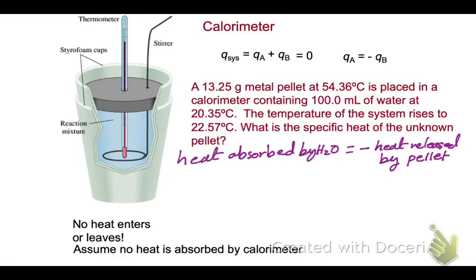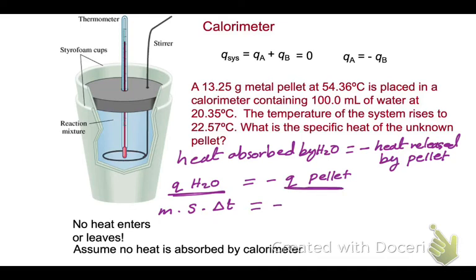Now, how do I say that? It means that Q for water equals negative Q for the pellet. Now, what does Q for water equal? Mass of water times specific heat of water times delta T for water equals negative... What is Q for the pellet? It will be mass of the pellet times specific heat of the pellet times the change in temperature of the pellet. Let's see what we have.